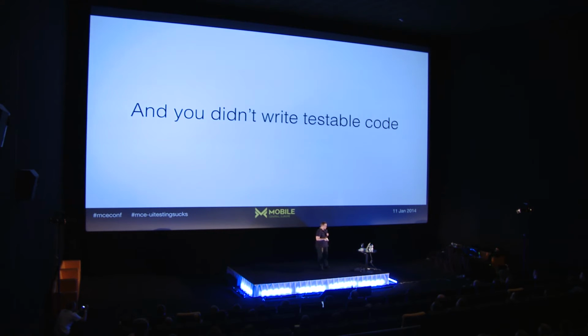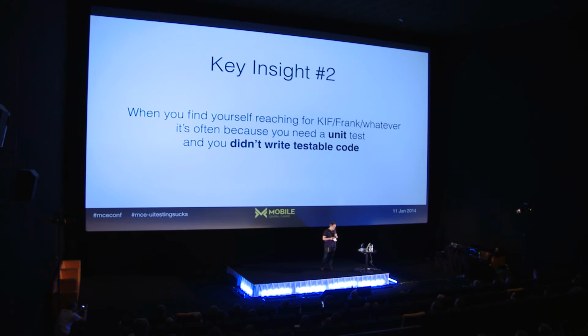So oftentimes, when you find yourself reaching for Kif, Frank, or whatever, it's because you need a unit test and you didn't write testable code to begin with. So when you find yourself reaching for the UI framework, stop and think about, hey, wait a minute, is there some way that I could have unit tested this and I didn't because I wasn't thinking about it?